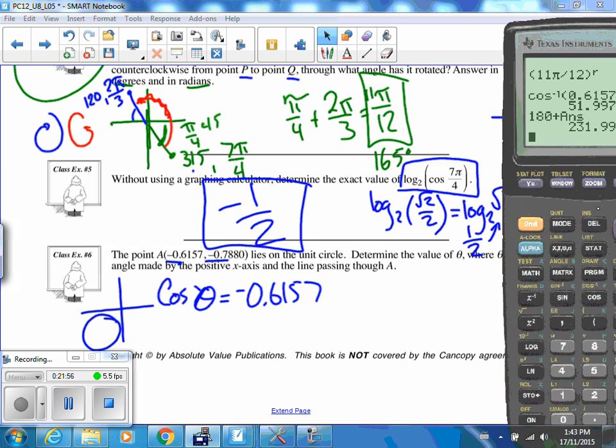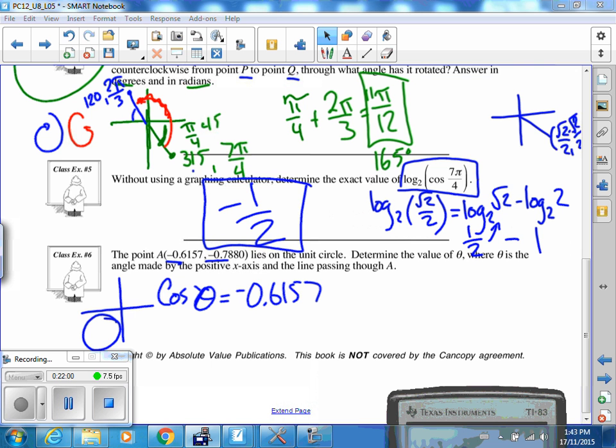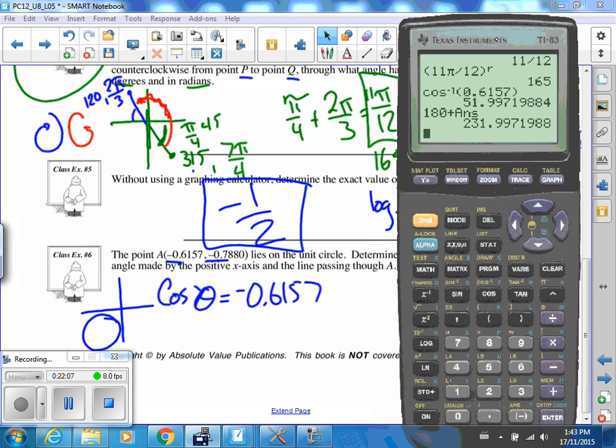And determine the value of theta, where theta is the angle made by the positive x-axis and the line passing through A. They never said whether they wanted degrees or radians. So you know what? We're good.